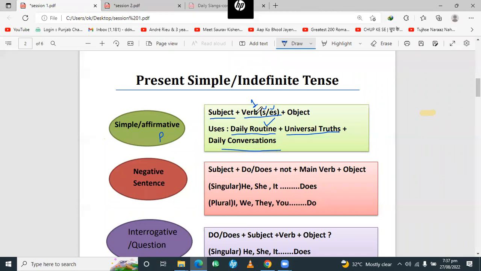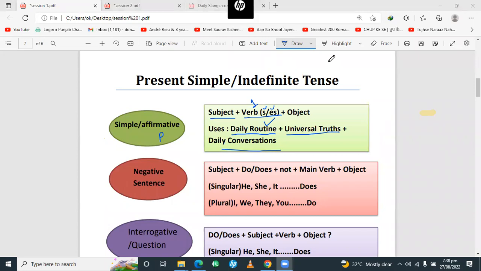Like you are saying, he gets up early. She prepares the breakfast. They go for a walk. Now, they is plural, so go remains as it is. They go for a walk. If I'm saying he, I'll say he goes for a walk because he is singular here. Clear? Is it fine now?